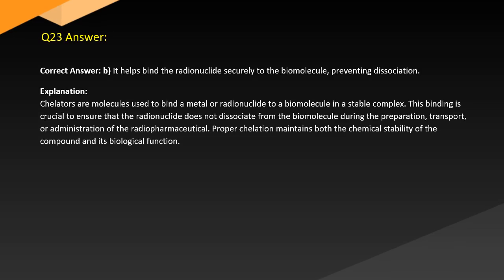Answer. Correct answer B. It helps bind the radionuclide securely to the biomolecule, preventing dissociation. Explanation. Chelators are molecules used to bind a metal or radionuclide to a biomolecule in a stable complex. This binding is crucial to ensure that the radionuclide does not dissociate from the biomolecule during the preparation, transport, or administration of the radiopharmaceutical. Proper chelation maintains both the chemical stability of the compound and its biological function.